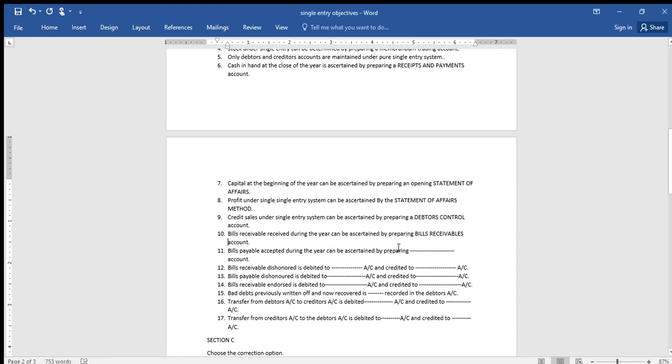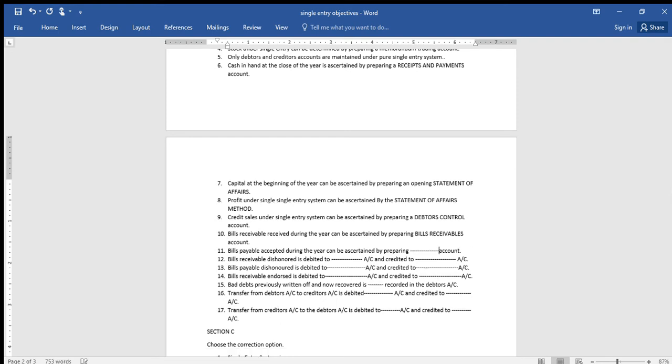Then number 11, bills payable accepted during the year can be ascertained by preparing the bills payables account. Bills payables account is the same as the creditors control account.